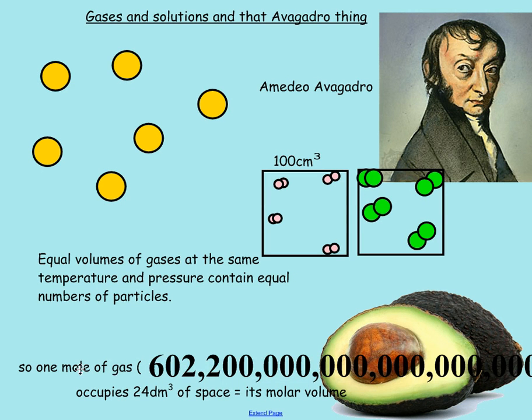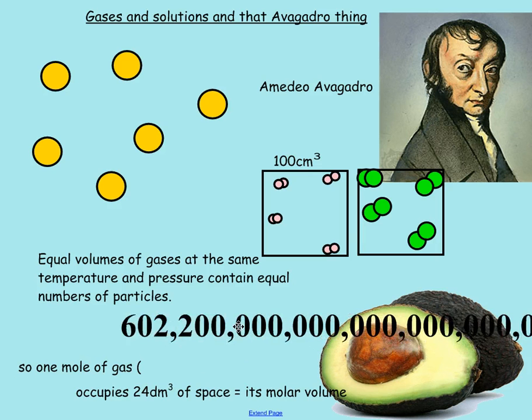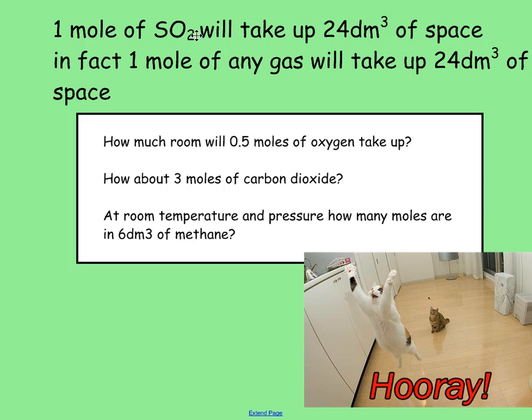He also said that 1 mole of gas, which is this many particles, loads, right? That's 1 mole, all that, occupies 24 decimetres cubed. That's 24 litres of space. That's the molar volume of a gas. Any gas. So that means that 1 mole of sulfur dioxide takes up 24 litres of space. 1 mole of carbon dioxide takes up 24 litres of space. In fact, 1 mole of any gas takes up 24 litres of space.